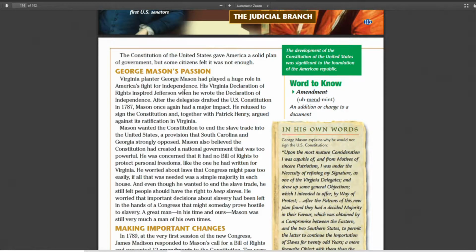They believed that it made the government too powerful, but most important, there was no protection of people's individual rights. There was nothing mentioned about it. And so he wouldn't sign unless there was something in there about that.